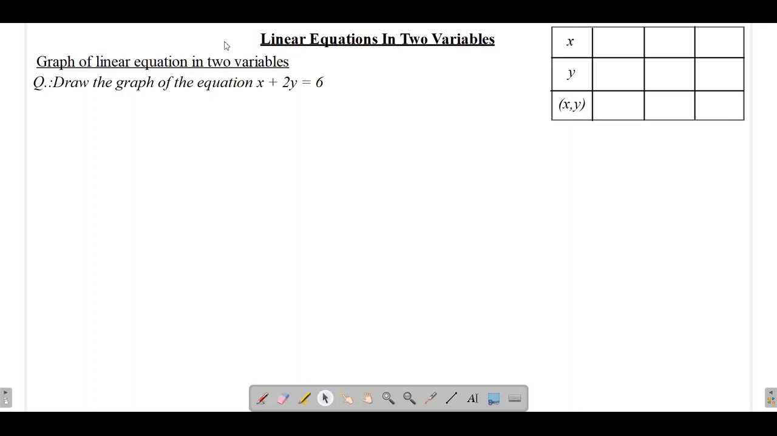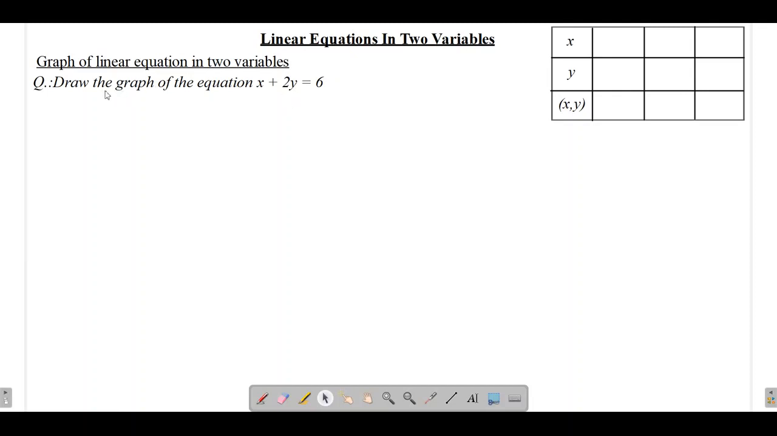I hope you all must have gone through the previous lectures which have been provided to you, and gone through all the types of questions based upon them. Now, in today's lecture, what we are going to study is the graph of a linear equation in two variables. That means, how can we represent a linear equation of two variables on a Cartesian plane or on a graph?